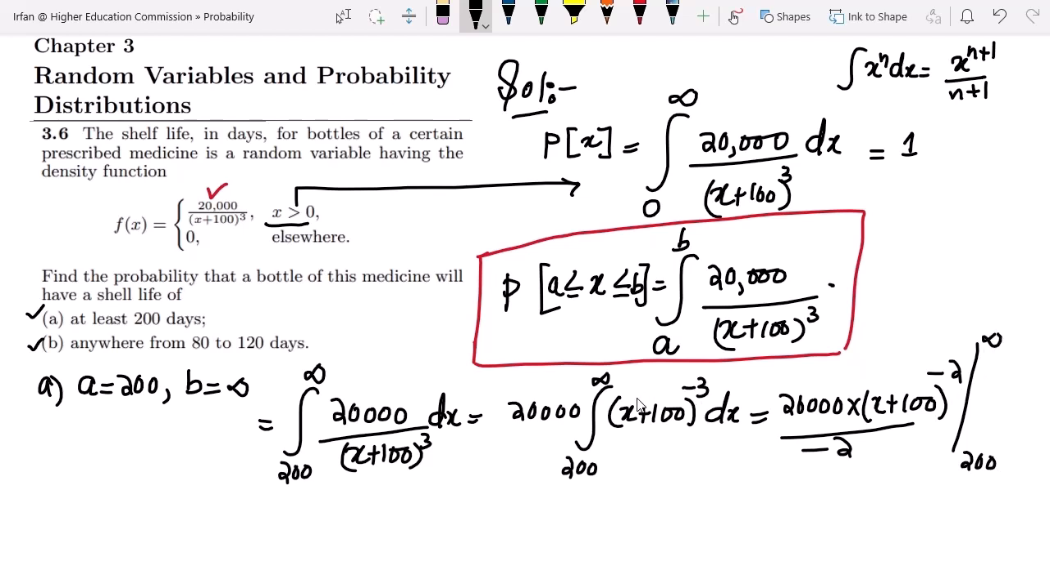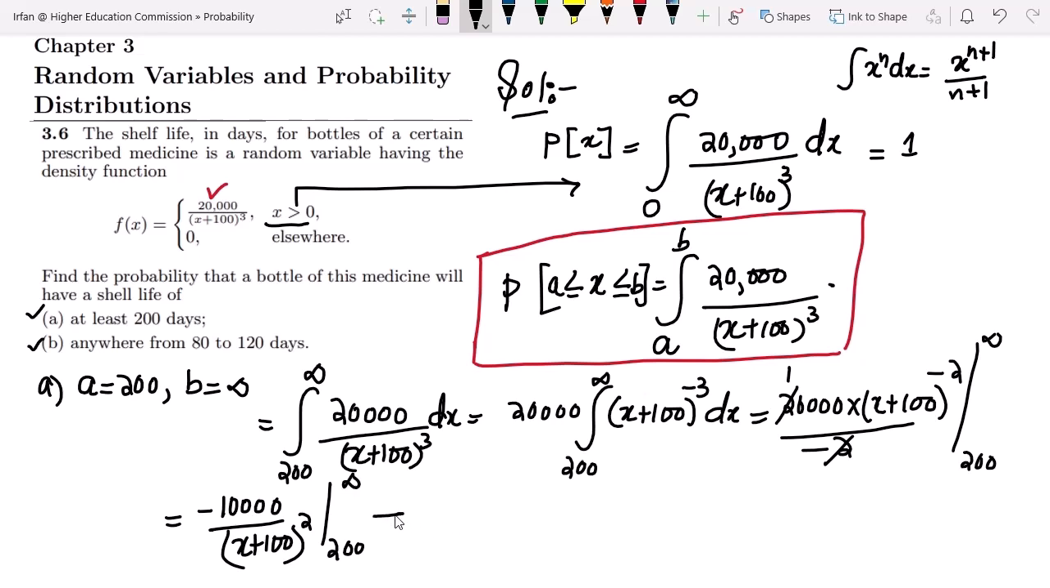Now when I solve it, I will get different values. Let me first cancel it out, it will be 1, and ultimately I will get minus 10,000 divided by (x plus 100) whole square, and it ranges from 200 to infinity.